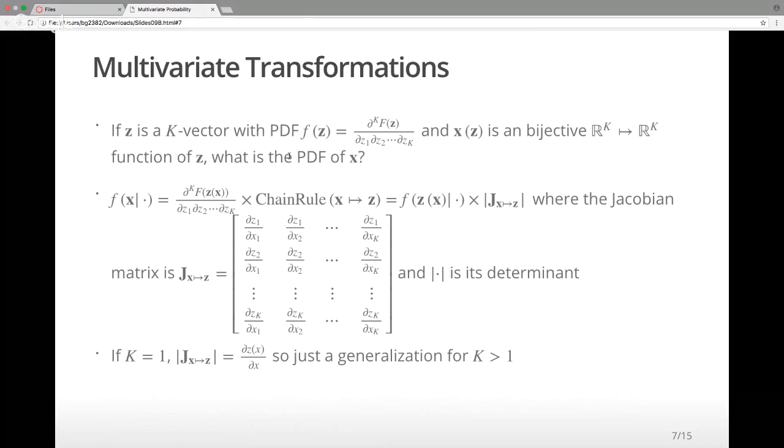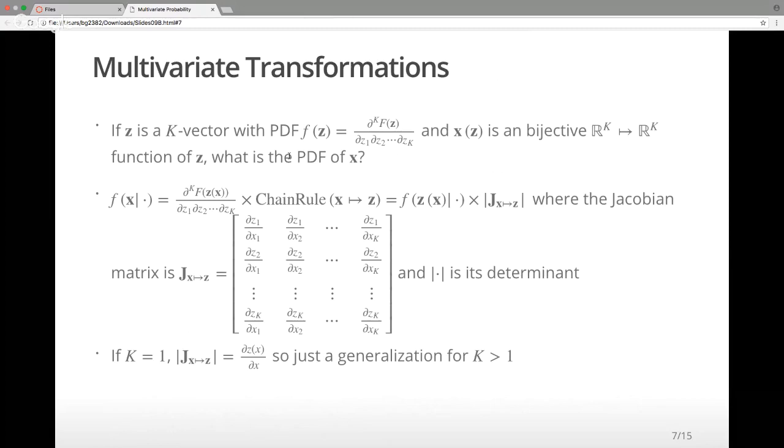We're not conditioning on the determinant. We're multiplying by the determinant in order to get a PDF for x that integrates to 1, and consequently is a valid PDF. So if we start with a PDF for Z that integrates to 1, we do some transformation, that's going to change the area in the multivariate space under the curve.